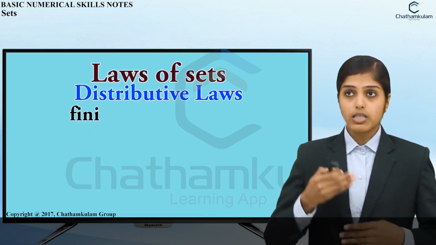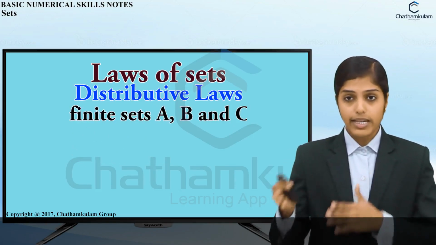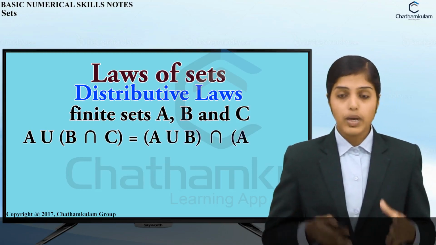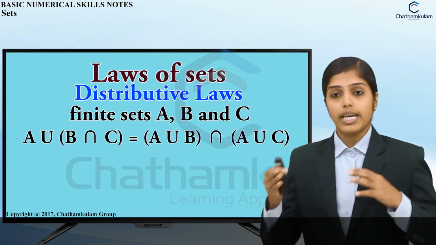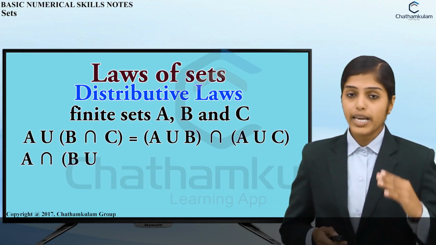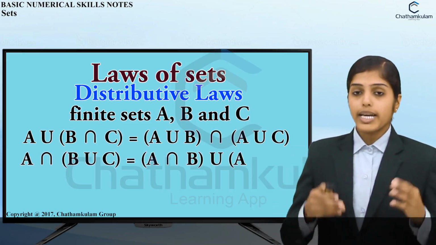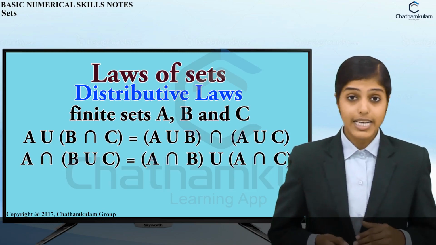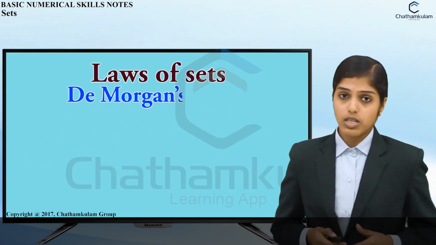That is, for any three finite sets A, B and C, A union (B intersection C) is equal to (A union B) intersection (A union C). The second one is A intersection (B union C), which is equal to (A intersection B) union (A intersection C). Is it clear? Next, De Morgan's law.